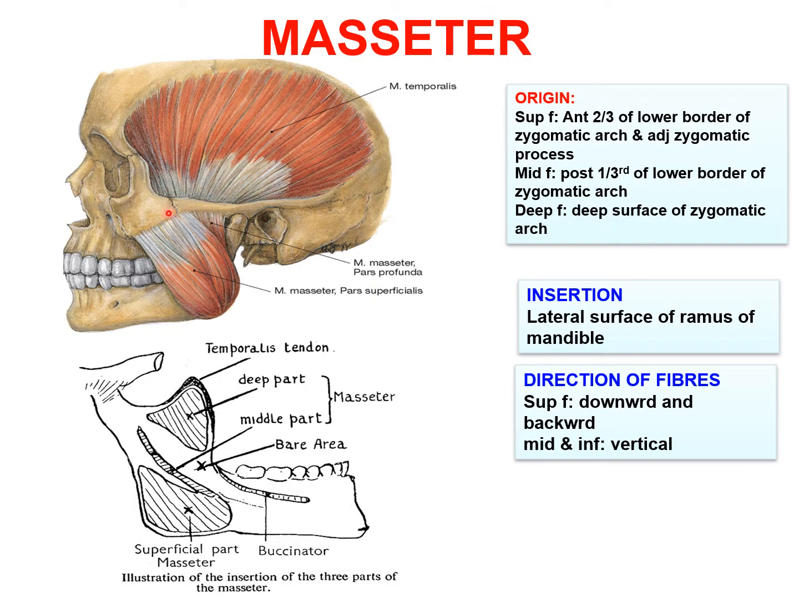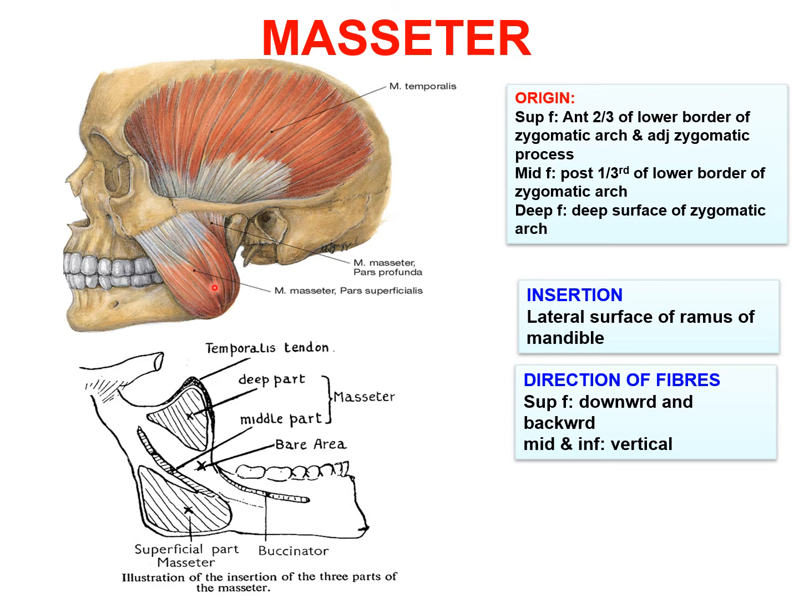So the origin of masseter muscle is from the zygomatic process and the zygomatic arch. The superficial fibers, they are arising from the anterior two-thirds of the lower border of zygomatic arch and the adjoining zygomatic process. The middle layer is arising from the posterior one-third of lower border of zygomatic arch, and the deep layer is arising from the deep surface of zygomatic arch.